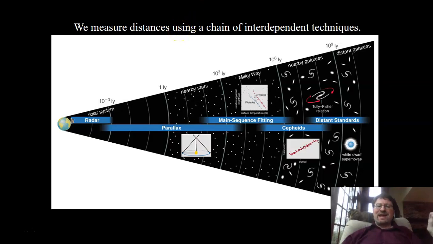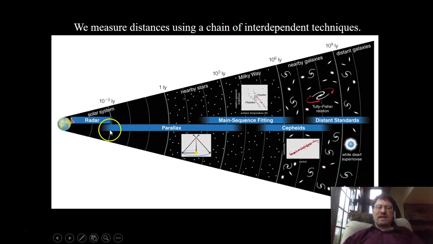All right, so let's go on and talk then about how it is that we do measure distances. We use techniques that overlap with one another and that are independent of one another. And we'll go through each of these steps a little bit more carefully to finish off class today. The first step will be to use radar to measure distances to things nearby within our own solar system. We'll use the method of parallax that we've mentioned before to measure distances to nearby stars in our galaxy. The distance of stars in clusters can be achieved through main sequence fitting, as we'll discuss. And then we can get to nearby galaxies using Cepheid and other variable stars, and there will be some distant standards, such as white dwarf supernovae, that are going to allow us to measure distances to very far away galaxies.